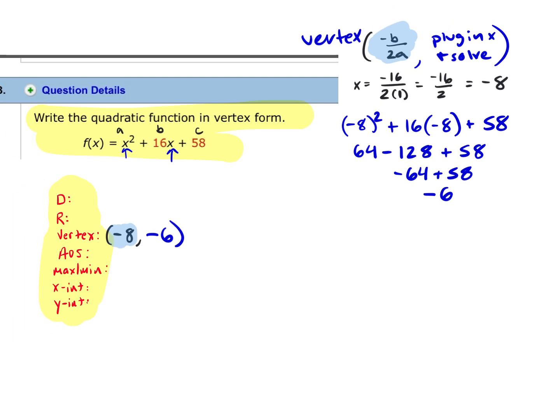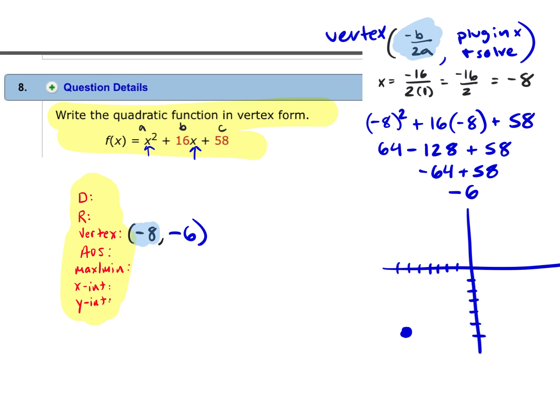So if we were to graph this, we're going to go to the left to negative 8 and down 6. And then does our parabola open up or open down? What do we think? It opens up. Why? Because a is positive. Our leading coefficient is positive, so that tells us it's going to open up. So somebody did watch the video. Good job, guys.